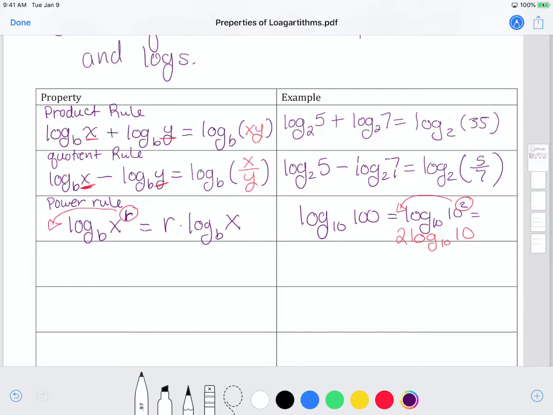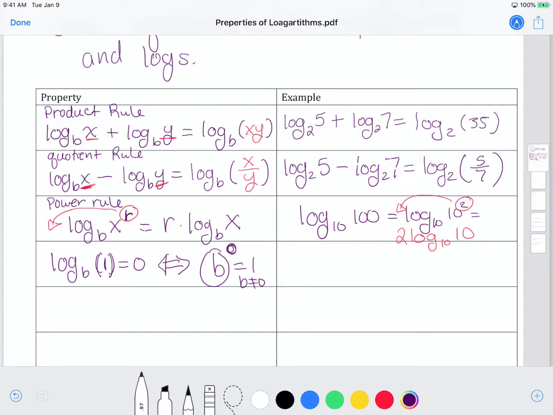Okay, the next rule is that when I take the log of 1, no matter what my base is, I'm going to get 0. And the reason for that is because if I put this in exponential form, my base is b, my exponent would be 0, I would get out 1. Anything raised to the 0 power, of course, as long as b does not equal 0, would give me 1. So when I take the log of 1, no matter what the base is, I'm going to get 0.